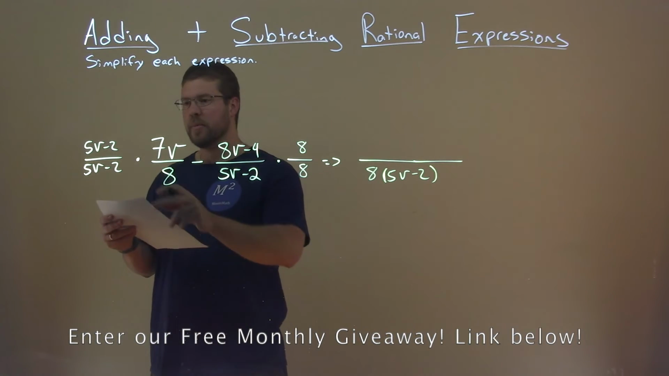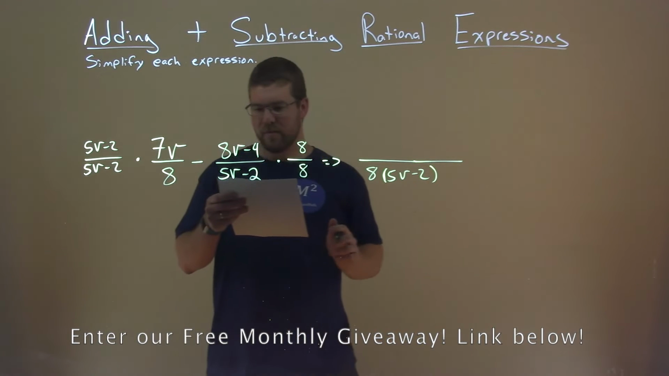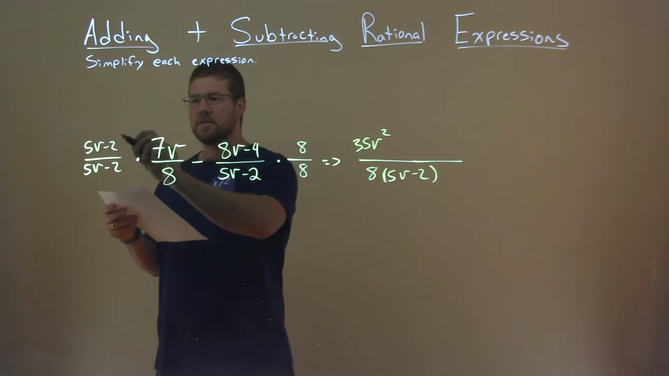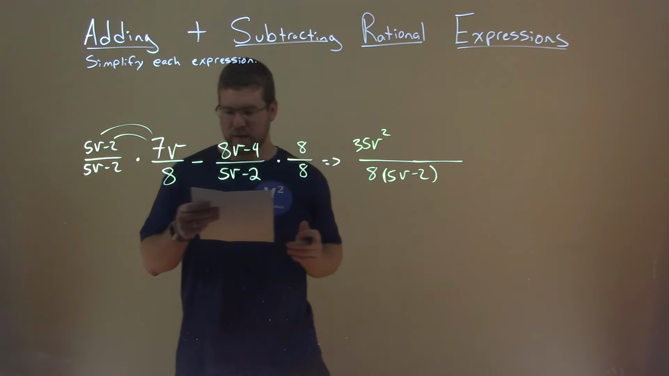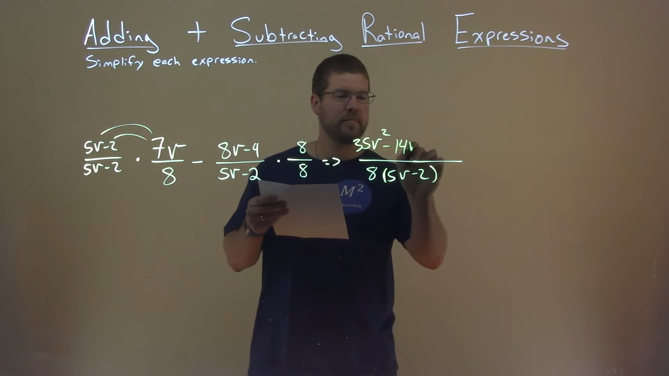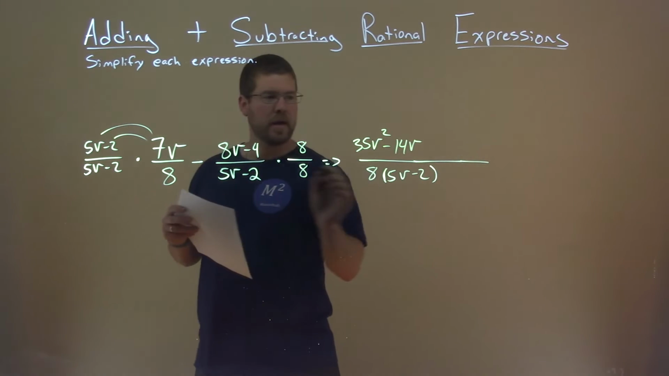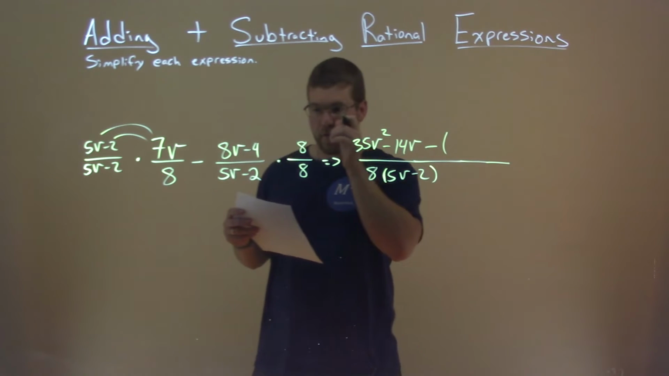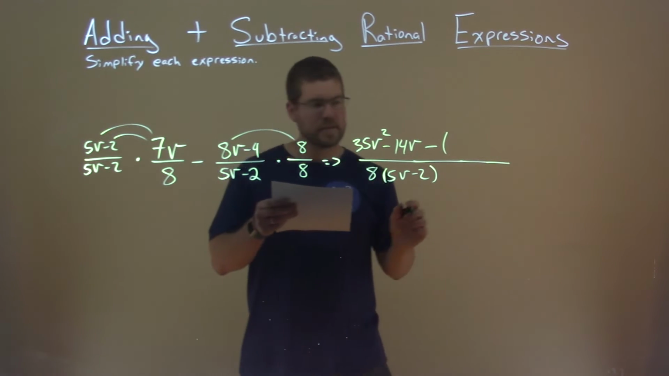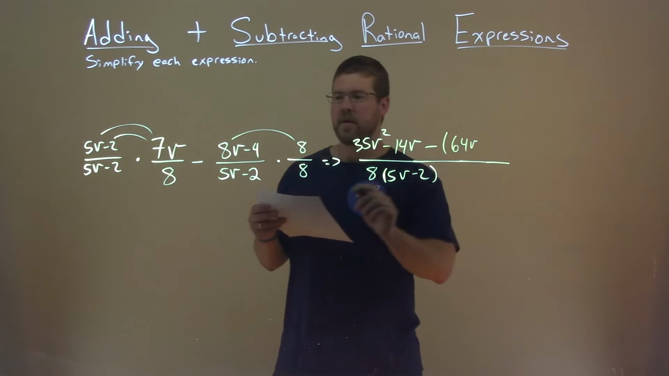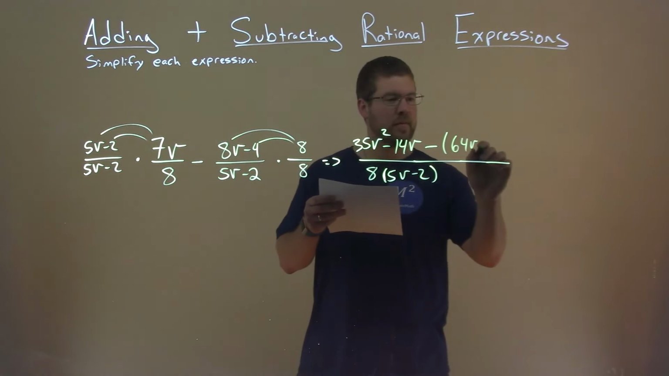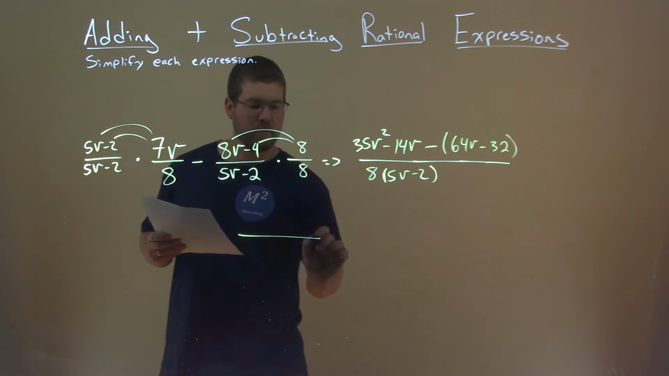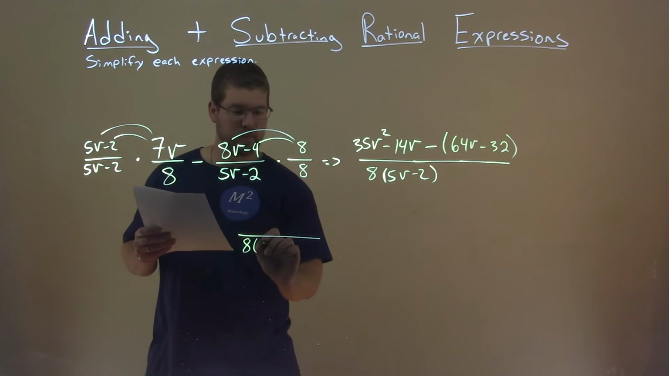So let's go simplify a little bit here. 5v times 7v is 35v squared, minus 2, make sure you're going to both parts, minus 2 times 7v is a minus 14v. Minus the second part here, and let's make sure we put it in parentheses so you don't forget everything. 8v times 8 is a 64v, and then negative 4 times 8 is a minus 32. And so now what we want to do is, well, combine our like terms and simplify.